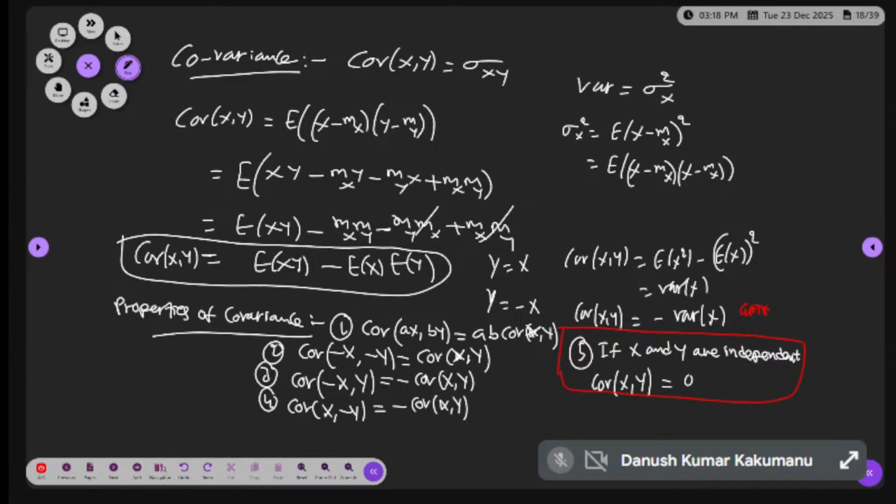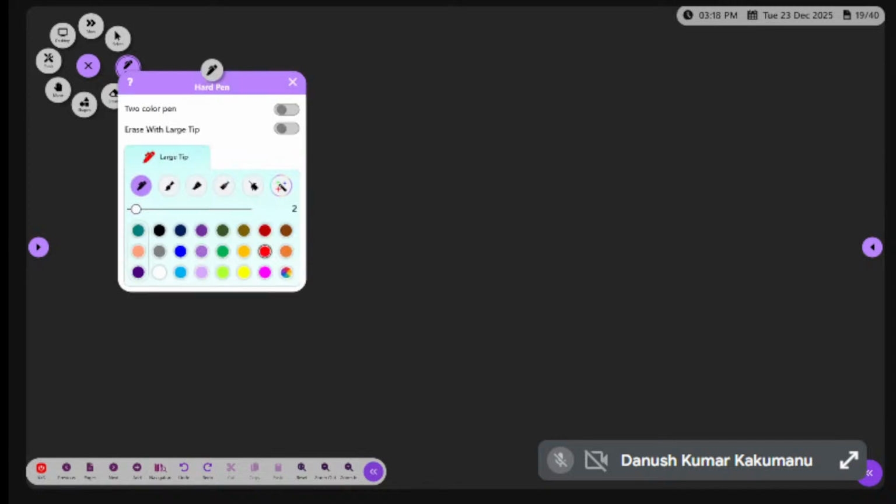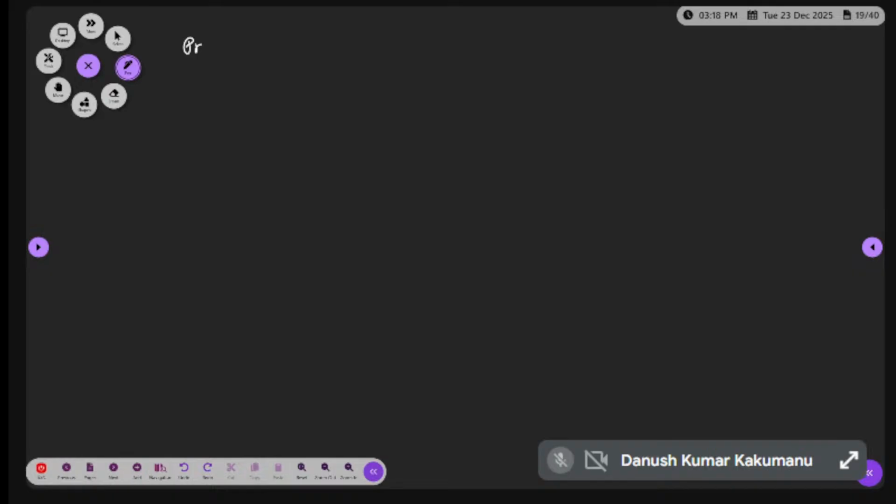These are all the properties of covariance. Next, properties of variance. First one, variance of a constant is 0. Variance of a constant, it's not the constant. Variance of the constant is 0.